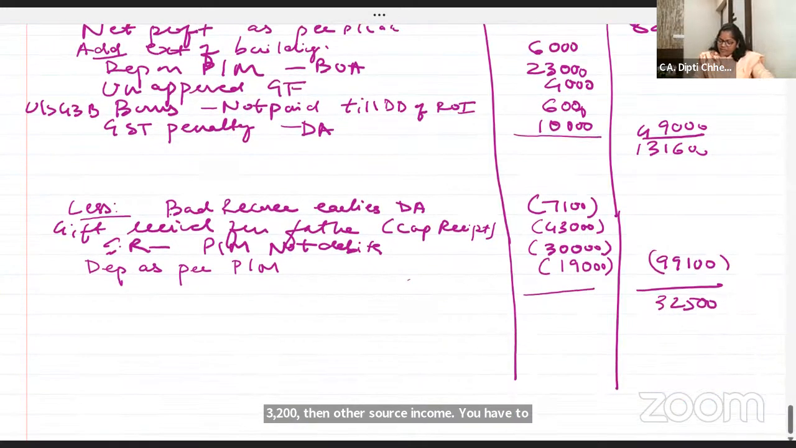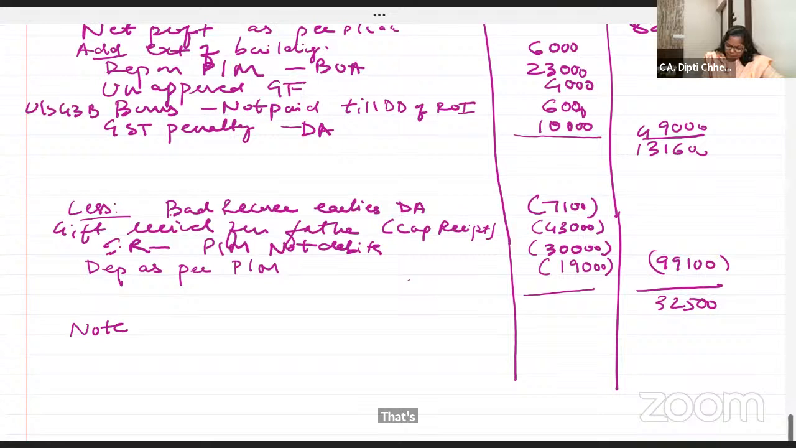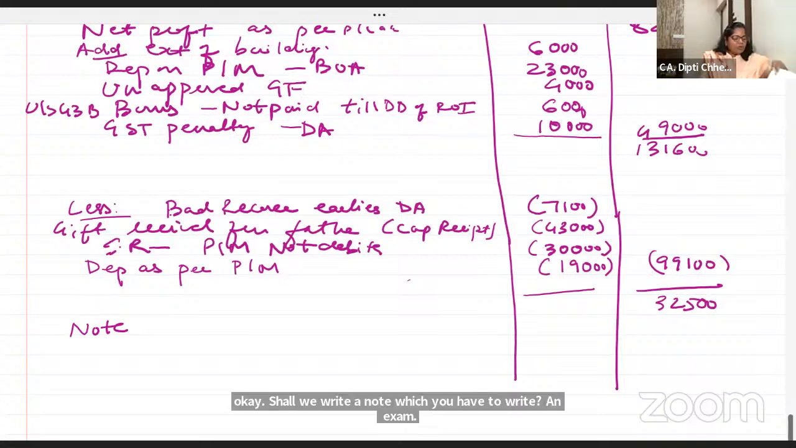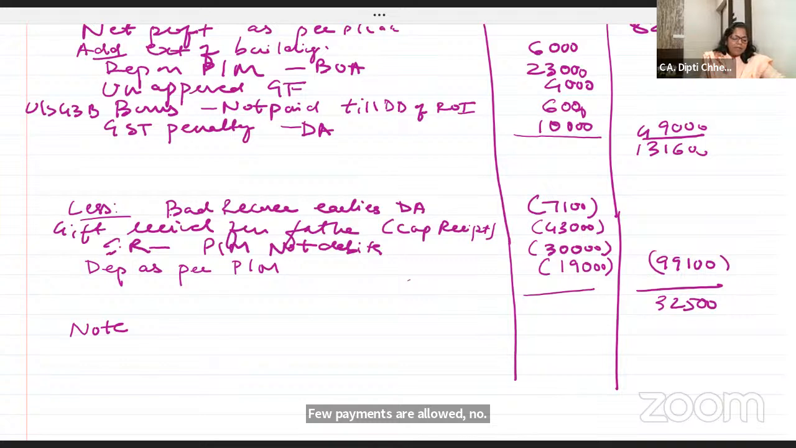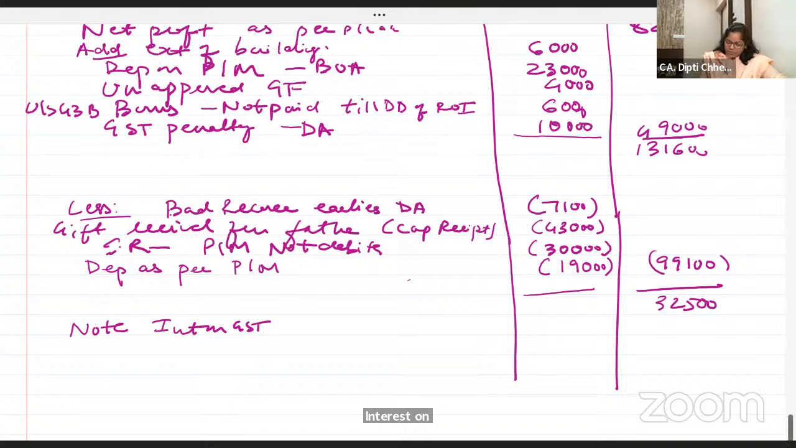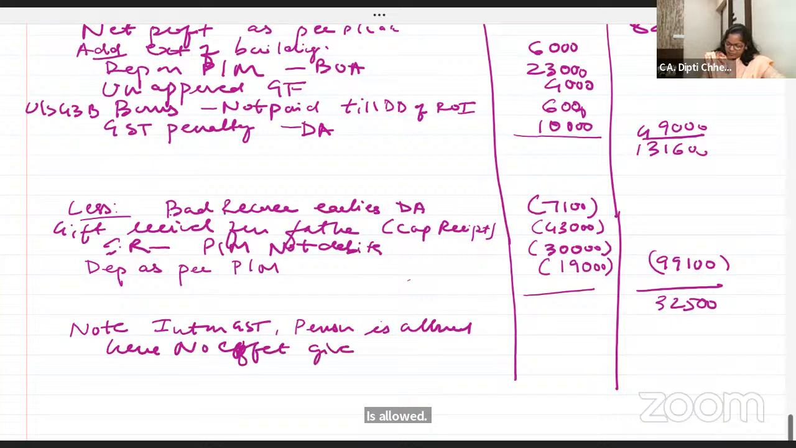That's okay. Shall we write a note which you have to write in exam? Huh? Few payments are allowed, no? For example, just go on reading everything. तो आपको gist मिल जाएगा. Interest on GST is allowed. Pension is allowed. Hence, no effect given above. Are you all with me? This is allowed, very well allowed. Hence, no effect given above.